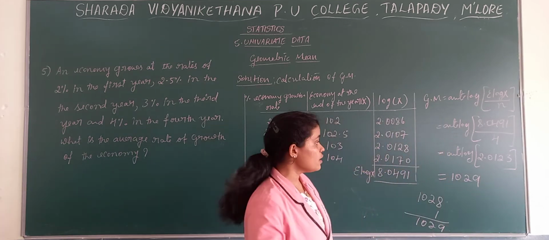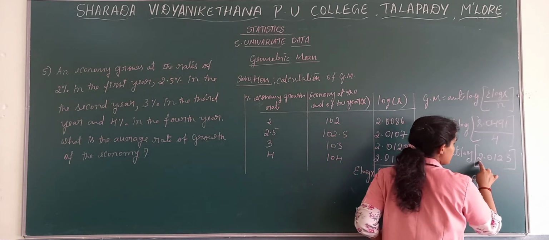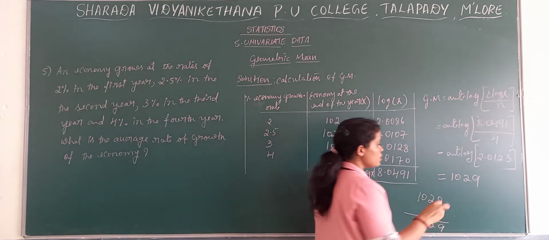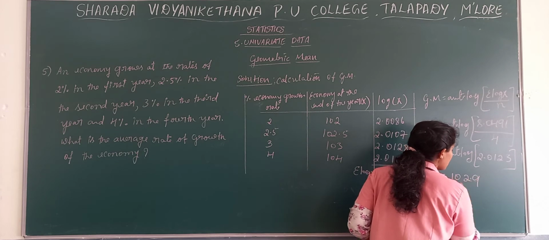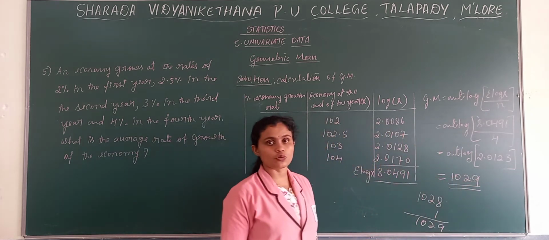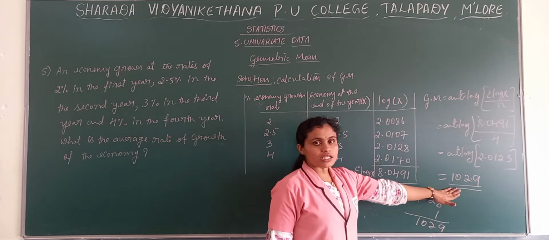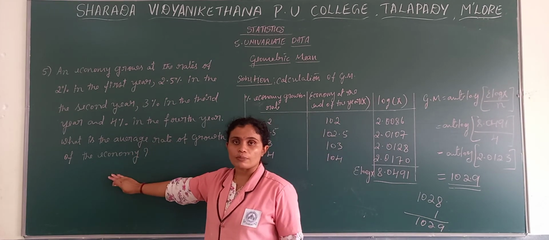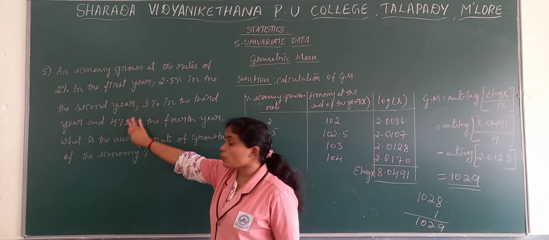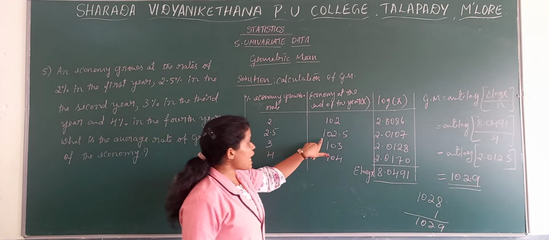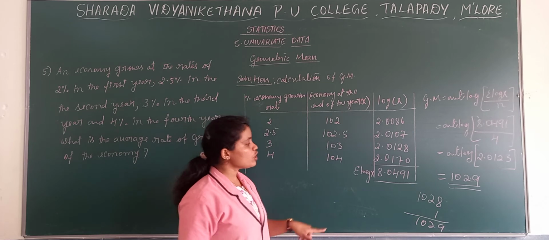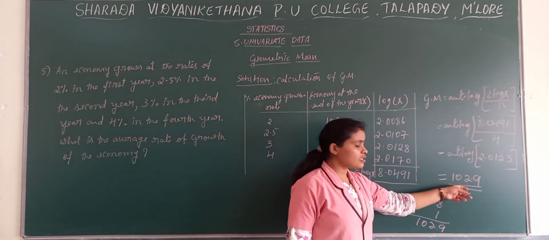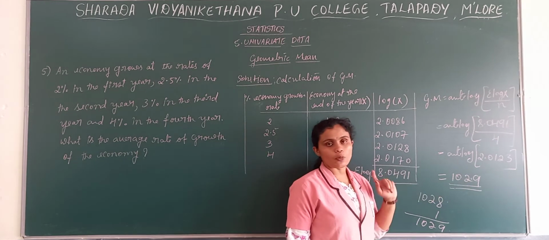1029. And see here, before the decimal the value is 2. Add 1. So after 3 digits the decimal point comes, that is 102.9. Now what is the growth rate? See the question here: average rate of growth of the economy. They have given here 3% to 0.5%. Now here we added 100 to it. Now in order to write the conclusion part, from this deduct 100, you get 2.9.